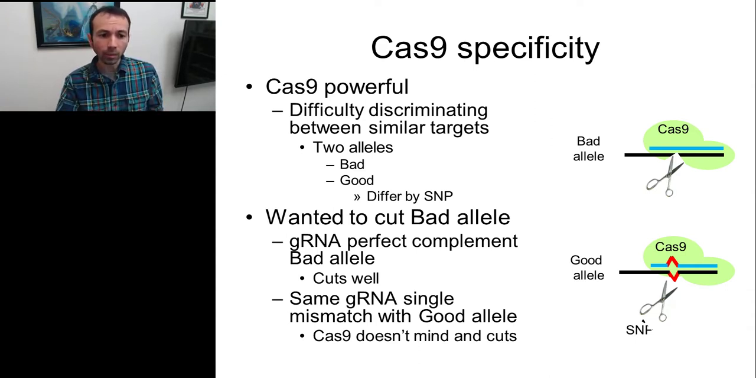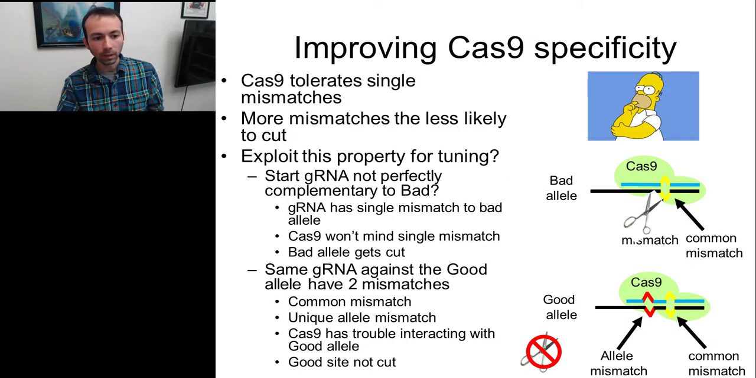So we started thinking about this problem. We realized that Cas9 certainly tolerates single mismatches fairly well. We then wondered if there are more mismatches, if this would then actually inhibit Cas9's ability to cut. And this was kind of known in the field. And so we said, could we exploit this difference where more mismatches eventually peter out Cas9 activity to actually somehow tune Cas9 to have single nucleotide specificity?